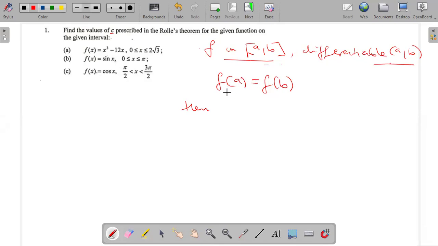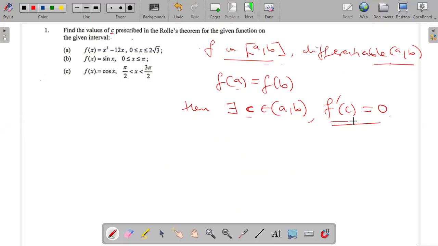When we evaluate the function at A and the function at B, if they are equal, then there must exist some value C in the open interval (A, B) such that f prime of C is equal to 0. So we're saying there will exist a C in this interval such that f prime of C is equal to what? To 0. This is what we're going to apply here in order to find the value C.